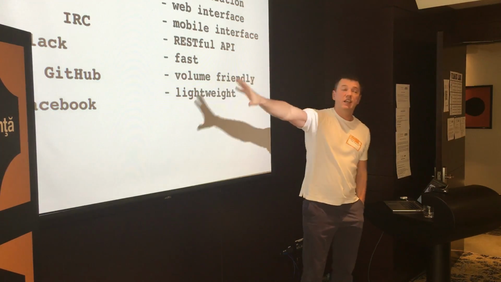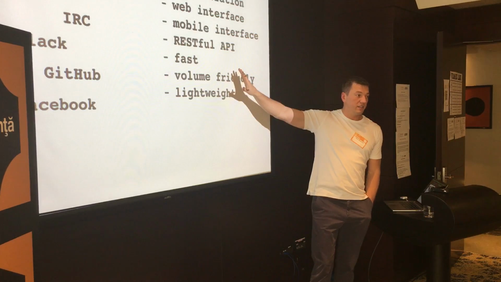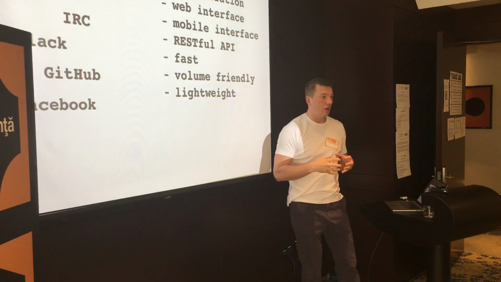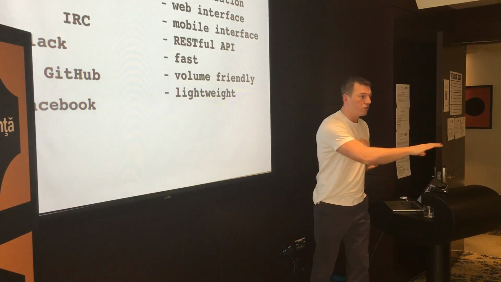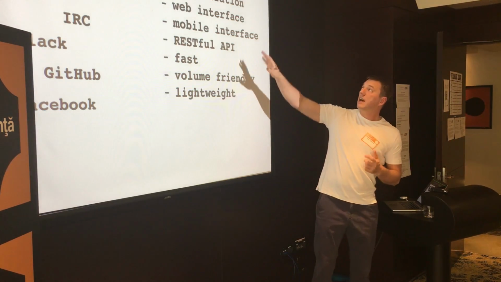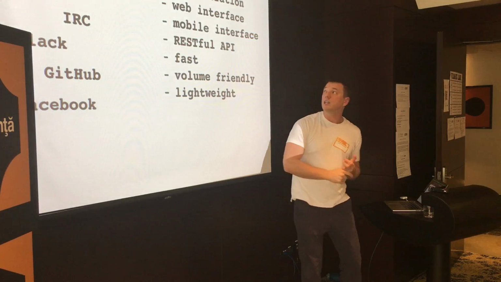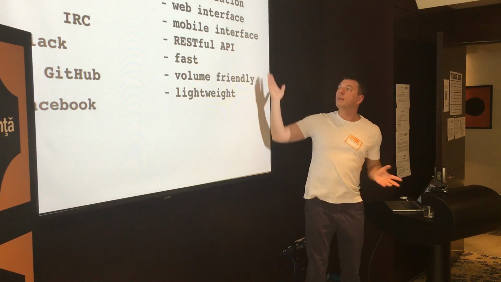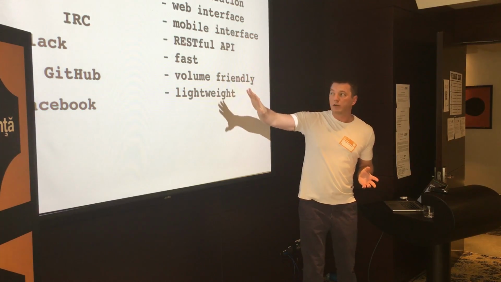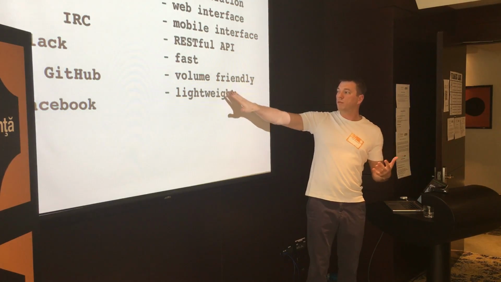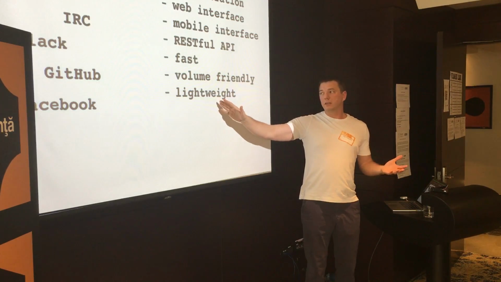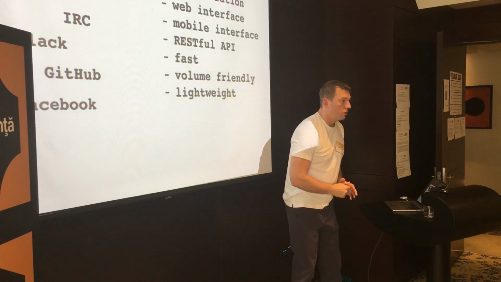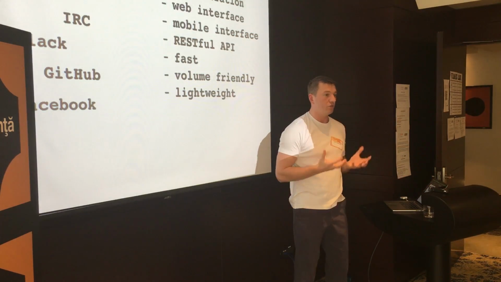And this is what these platforms actually give us, which we don't need to implement. When I'm designing a microservice and I want it to talk to my users and to other microservices, I don't need to implement authentication and authorization. I don't need to build a web interface. I don't need to build a mobile interface or RESTful API. I don't need to be fast. I don't need to be volume-full or friendful. And I don't need to try to be lightweight. All of this stuff is given to me by GitHub. So all this functionality, I just get it for free.